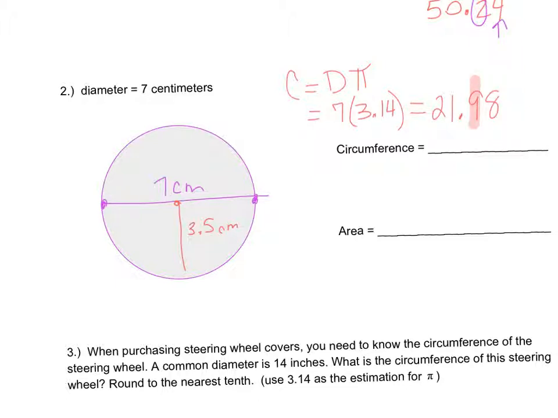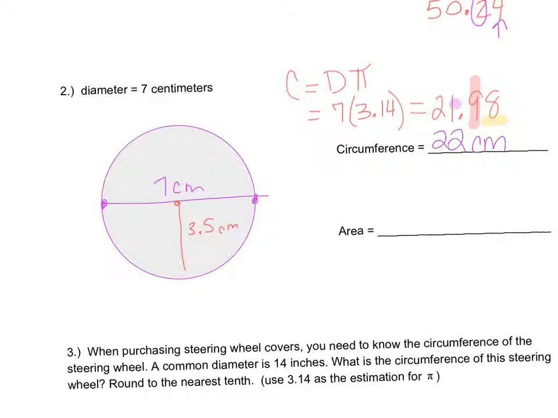Well, the 10th place is a 9. And not only is the 10th place a 9, but the 8, which is the guy that tells me what to do, is bigger than 5. So that means the 9 would theoretically go up to 10. And if that happens, that means that the 1 becomes 2. So the circumference rounded is 22, and the units are centimeters.